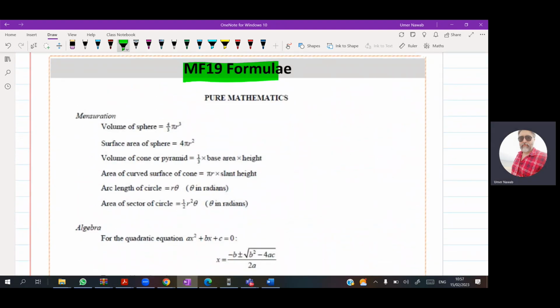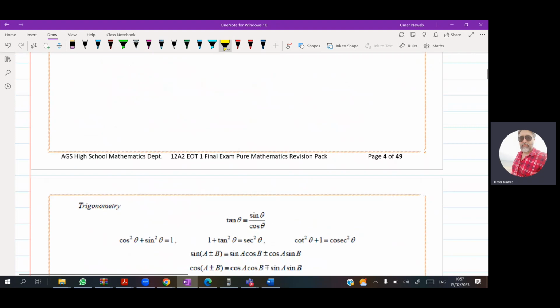Yes, the most important thing before I start, MF19 formula. So guys, those students who cannot memorize the arc length formula, so in the final exam, at the end of the paper, there is a list attached of this MF19 where you can find under mensuration, arc length is r theta, theta is in radian, and the area of a sector is half r squared theta. So no need to find it. You will be knowing in advance that arc length of a circle and area of a sector is provided here.